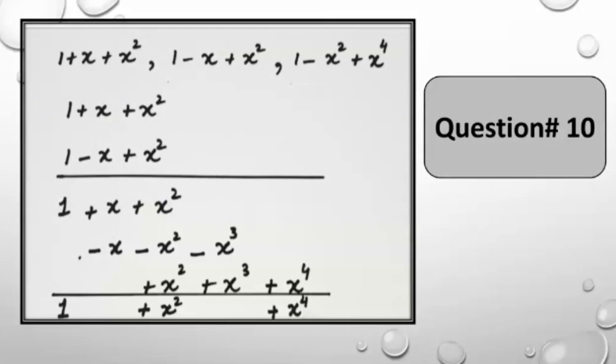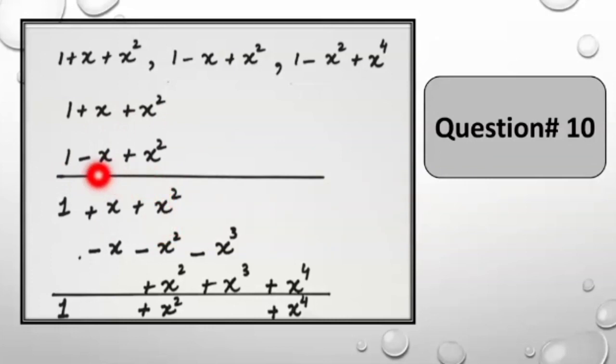Now we will solve question number 10. First of all, we will find the product of first two polynomials and then we will multiply the product of these polynomials with the third polynomial. We will write these polynomials in vertical form. Now we will multiply 1 with each term of first polynomial. 1 multiplied by 1, 1. 1 multiplied by x plus x. 1 multiplied by x square will be equal to x square.